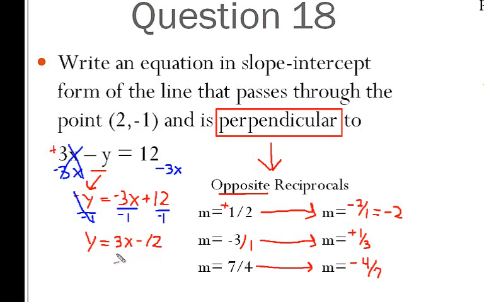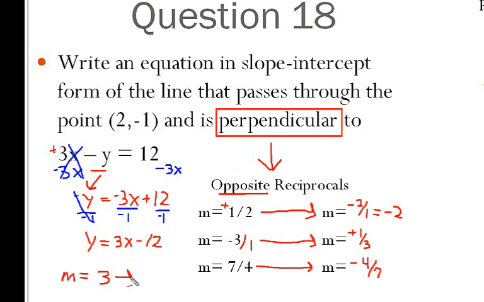Alright, so normally on what we did on questions 16 and 17, we use the same slope because we had parallel. We're looking for something that was parallel to this equation. But now we're looking for something that's perpendicular. So we're going to take this slope of 3 and we're going to take the opposite reciprocal.